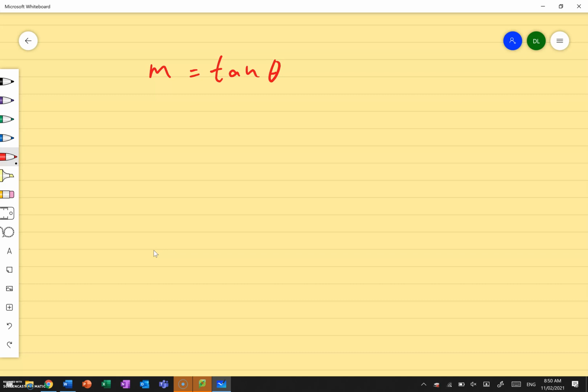So let's just do one quick example, and then let's go straight into it. Let's say I have y equals 3x plus 2. If I told you to find the angle that the line y equals 3x plus 2 makes with the positive direction of the x-axis, what would you need to do? What does the m stand for?